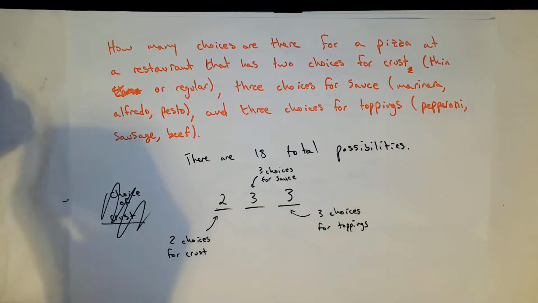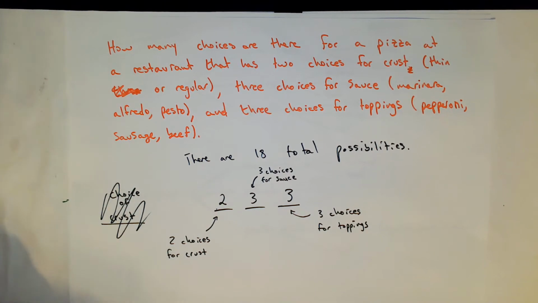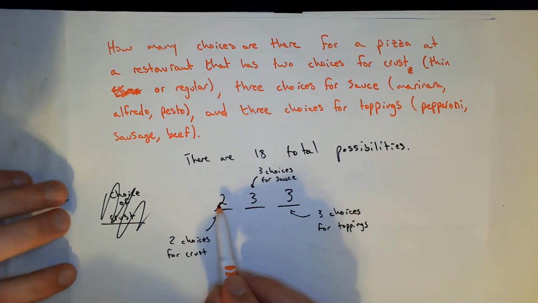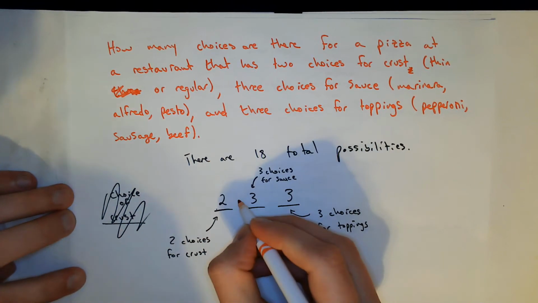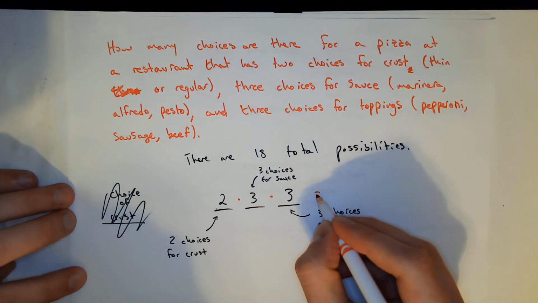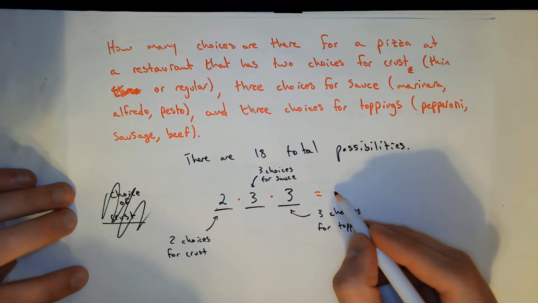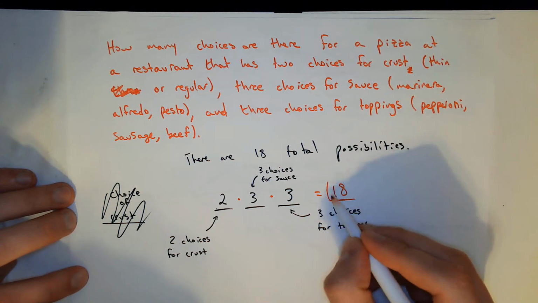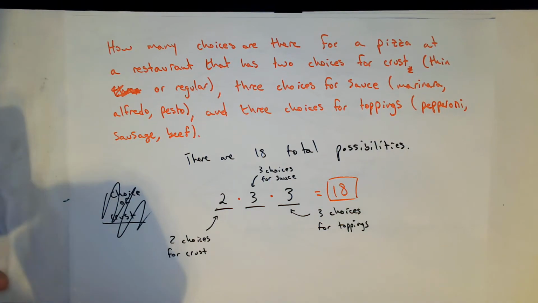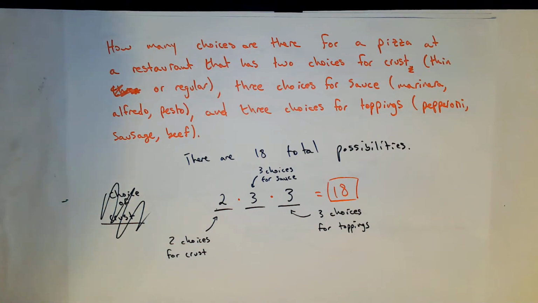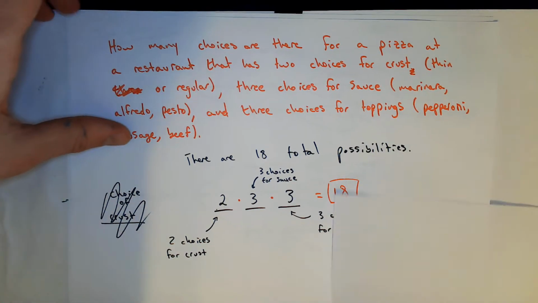And all I have to do is take the product of these things. If there are 2 choices here, 3 choices here, 3 choices here, I just take the product of them. 2 times 3 is 6, times 3, 18 total. Much faster than making a tree diagram. This is the so-called fundamental counting principle.